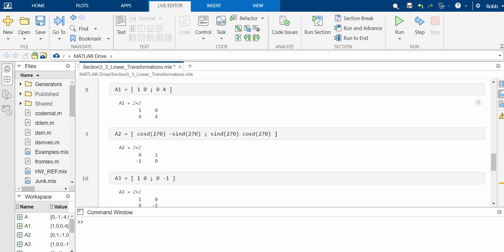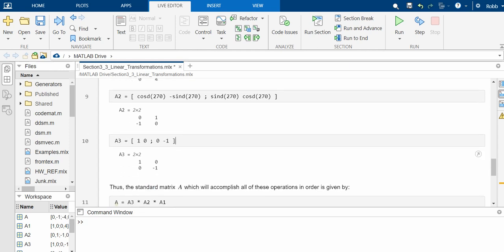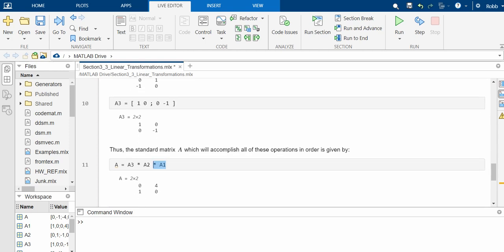I was trying to show that the first matrix, A1, is a vertical scaling by positive 4. The second one is this rotation matrix. And the third one is this reflection across the x-axis. And when I multiply them in the right order, I get the matrix 0, 4, 1, 0. Great.